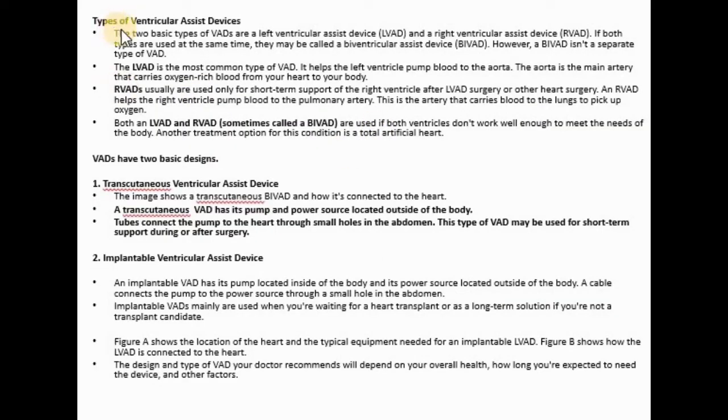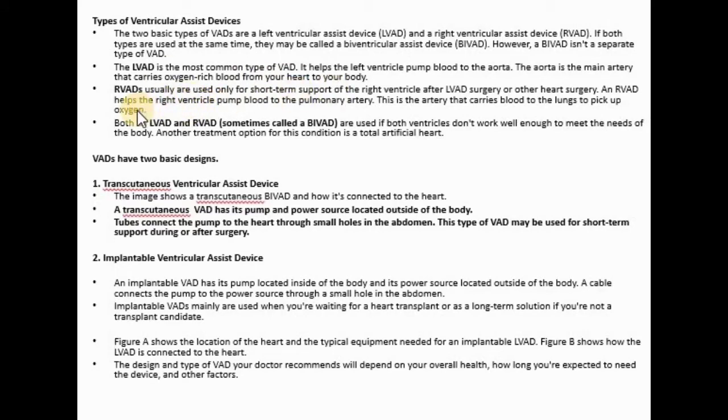Now there are 2 types. Let's come to types of ventricular assist devices. Based on function, there are 2 basic types of ventricular assist devices, although if both are used at the same time, they are also referred to as biventricular assist devices. They are left ventricular assist devices and right ventricular assist devices. The left ventricular assist device is used to pump blood from the left ventricle to the aorta, and the aorta is the main artery that carries oxygen-rich blood from your heart to your body.